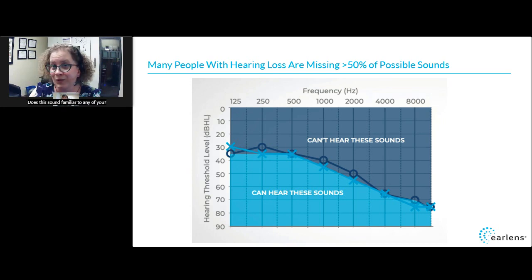Does this sound familiar to any of you? Do you ever have any trouble understanding people unless they're speaking up loudly for you? Well, let me tell you, that's pretty common, especially with this hearing loss, or even worse. And the reason is there are many sounds that occur in the higher frequencies, whereas hearing losses tend to be more significant.